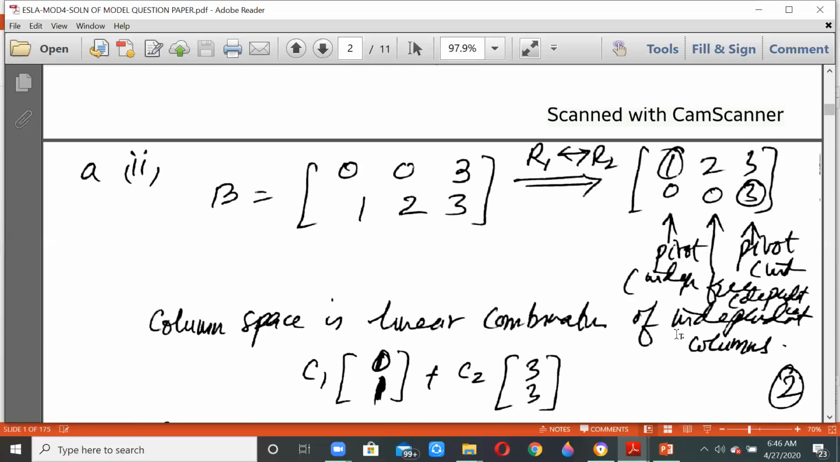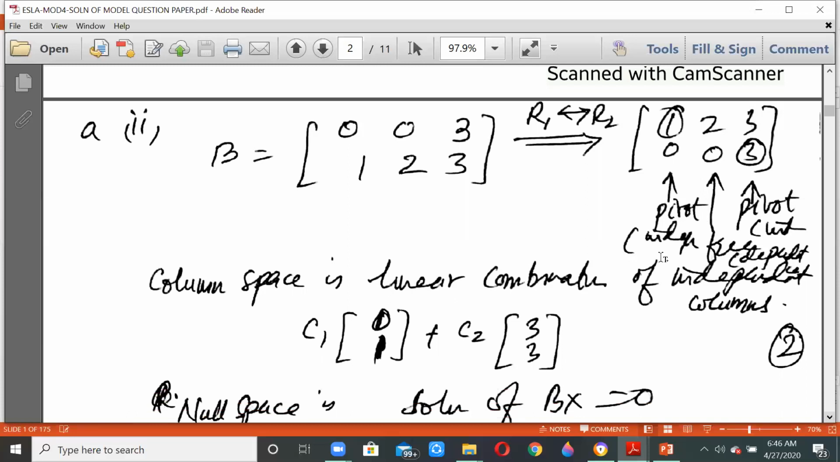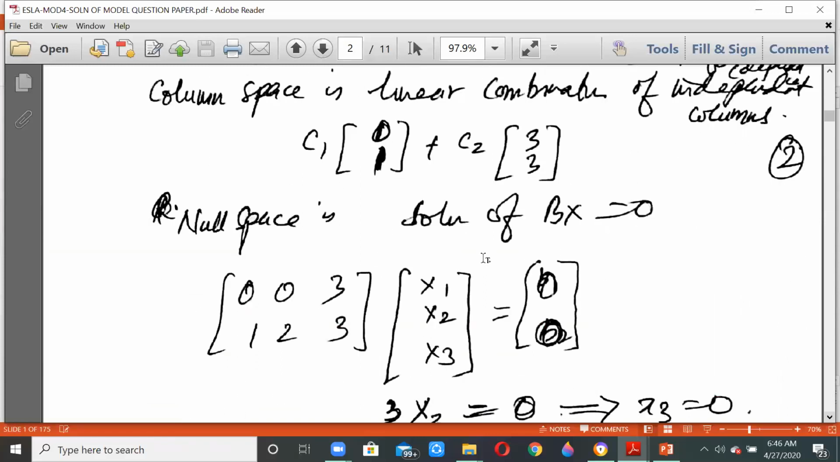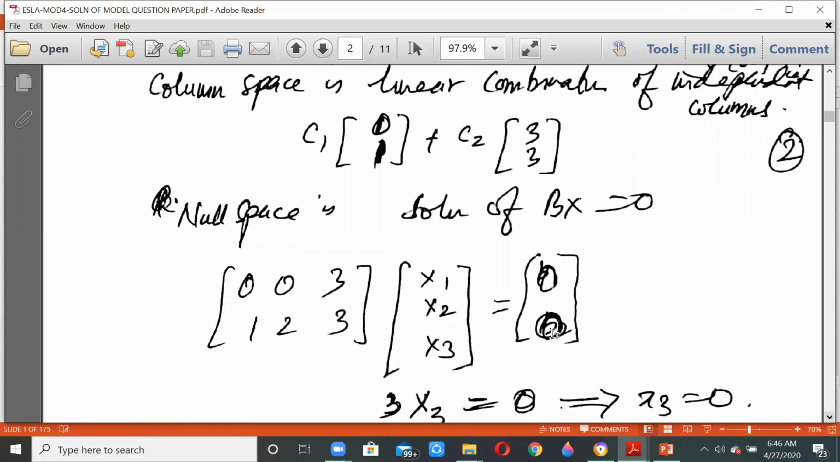So column space is a linear combination of the independent columns. We don't have any of the rows as totally 0, 0, 0, so we can't describe it in terms of b, only in terms of the linear combination of independent columns. So it is c1 times [0, 1], that is the independent column, plus c2 times [3, ...]. The null space is again the solution of Bx equal to 0; B you can write here, x you can write here, and 0, 0 here.